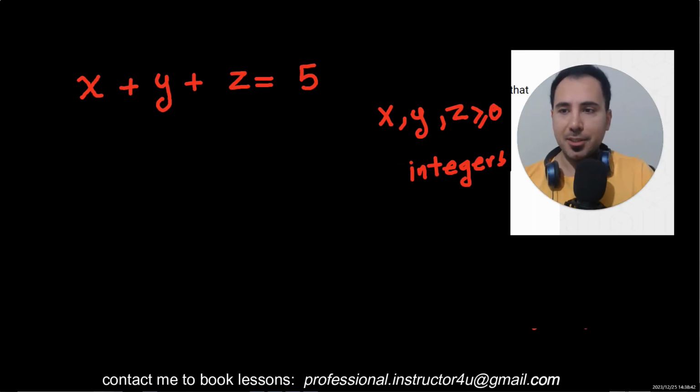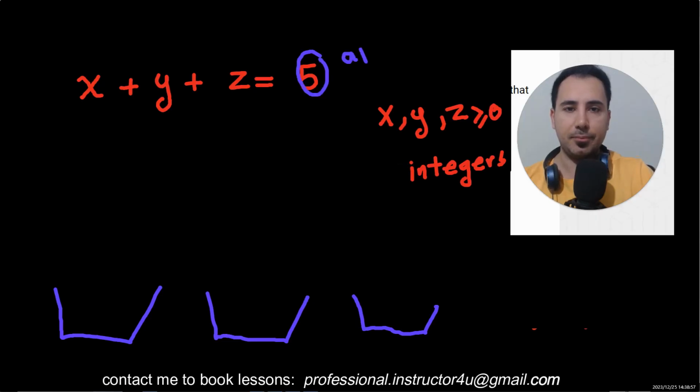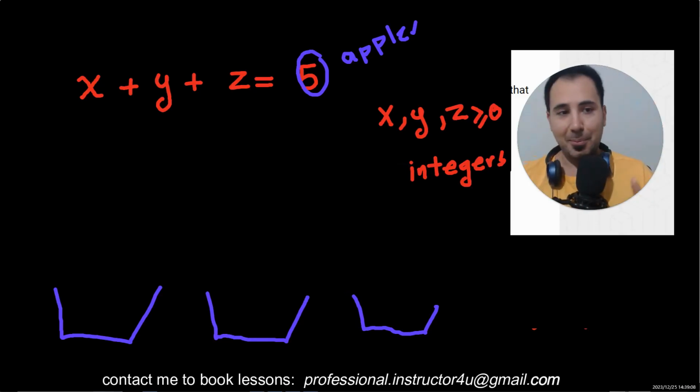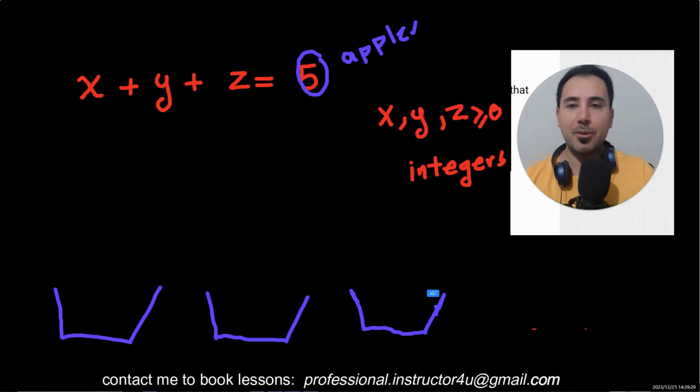Here, I want you to imagine it like this. Instead of x, I just put a basket. Instead of y, I put a basket. Instead of z, I put another basket. And imagine these 5 are apples. So the question is, how many ways can we put these 5 apples into these baskets?